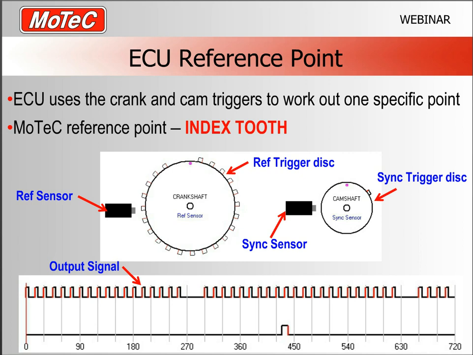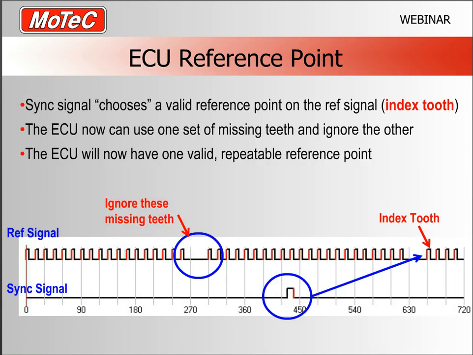As a basic explanation, what the ECU will be doing with regards to our crank index position is trying to work out one very specific point. What we refer to that as in Motec terminology is our index tooth. So with this whole trigger pattern, what we're actually trying to do is find one specific tooth and call it the index tooth. It leads on to crank index position.